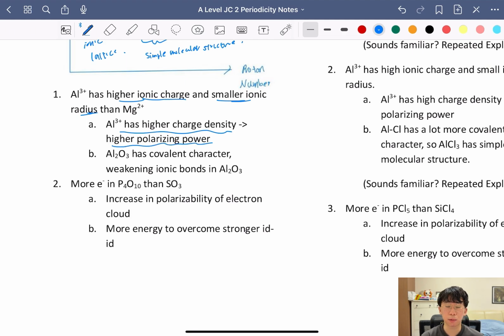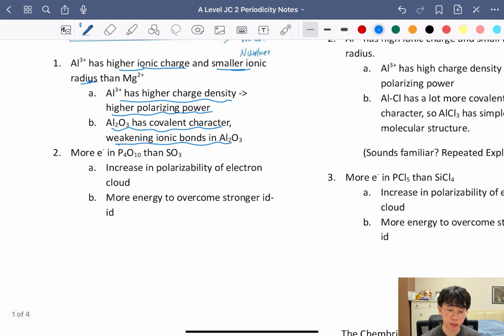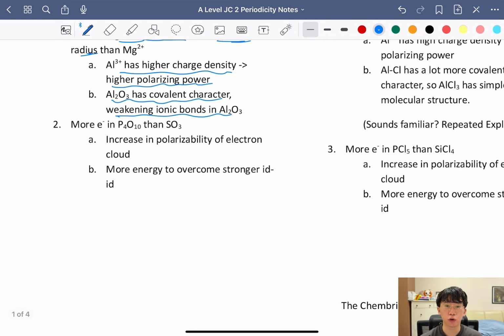Because of this, it's able to polarize the oxide electron cloud, and it's actually because of this that it has very high covalent character, and this will weaken the ionic bonds in your Al2O3. It's still mainly ionic bonds, but it just has covalent character as well. So because of that, the ionic bonds are weaker, and therefore we know that the electrostatic forces of attraction are the main attractive forces that pull the Al2O3 together, and if it's weaker, less energy is required to overcome these electrostatic forces of attraction.